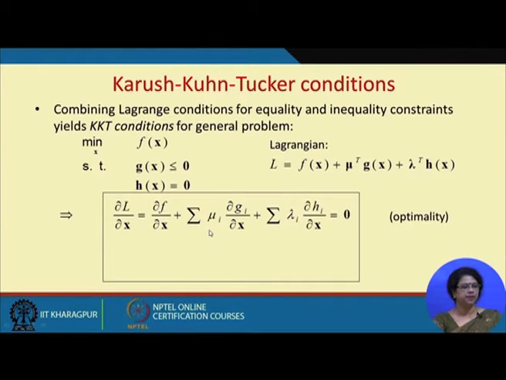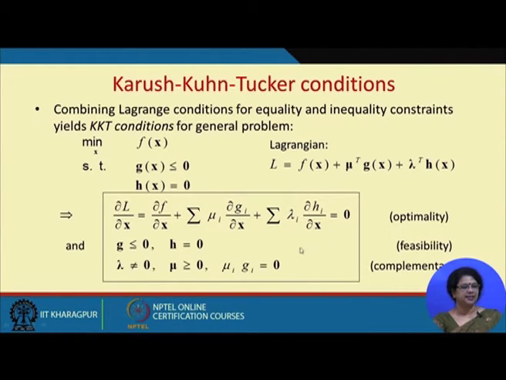This is the first order optimality condition, and this is the feasibility condition, g(x) less than or equal to 0, h(x) equal to 0. But from the complementary slackness condition, that is mu_i g_i equal to 0, we can say for the minimization problem mu is greater than or equal to 0, but lambda is not restricted in sign.